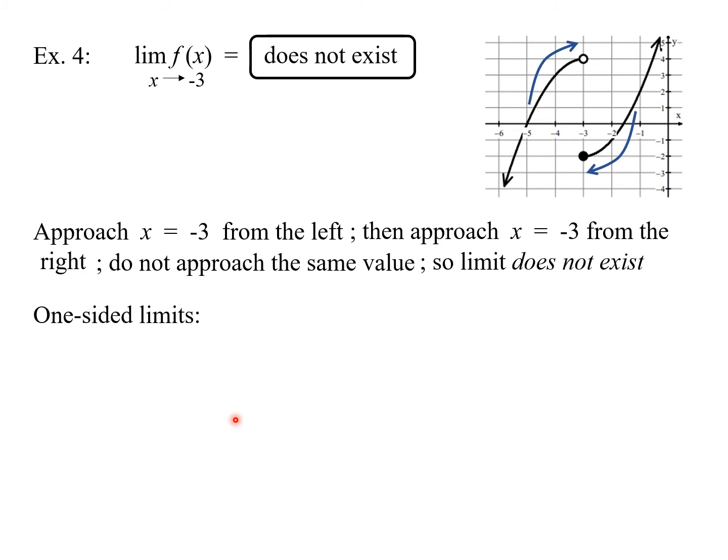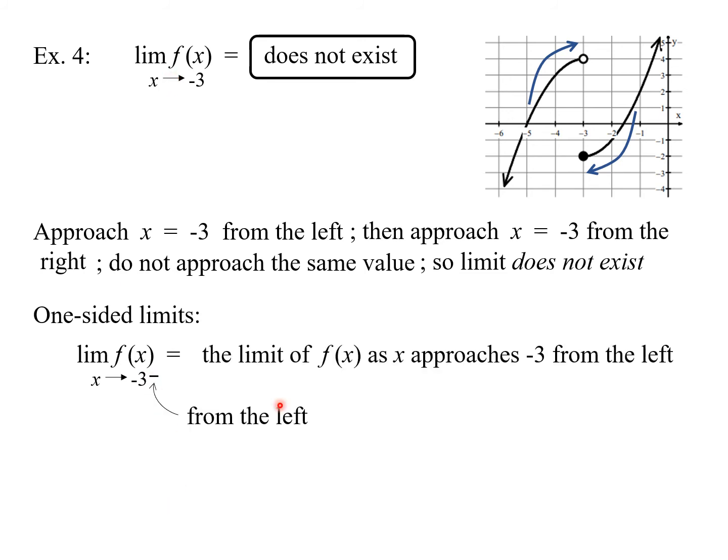Okay, so now this notation, note it's the same as this with one exception. There's a little minus sign after the negative 3. What that means is we're talking about the limit as x approaches negative 3 from the negative side, or from the left. Okay, for the negative side of the value we're approaching, from the left, it's actually approaching a value of 4.